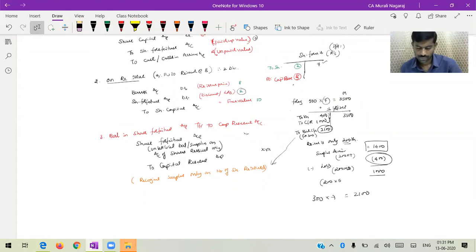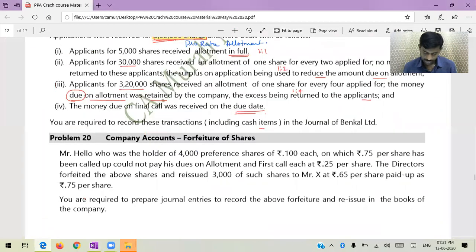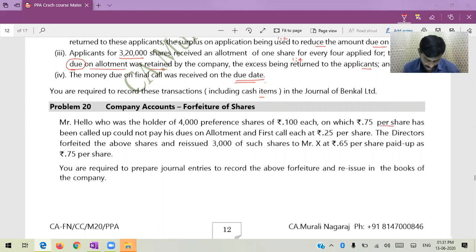Now, that's the question, I think. So, question number 20. Mr. Hello, who was the holder of 4,000 preference shares of rupees 100 each, on which 75 per share has been called up. That means they have credited to capital account up to the called up value.